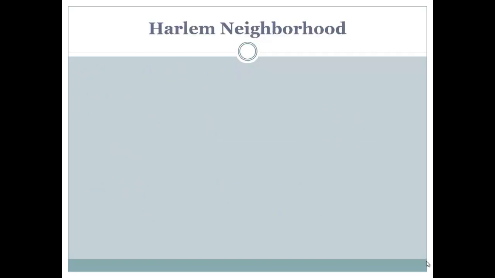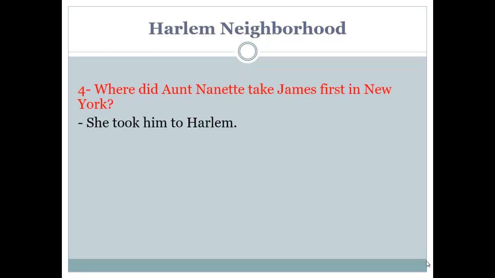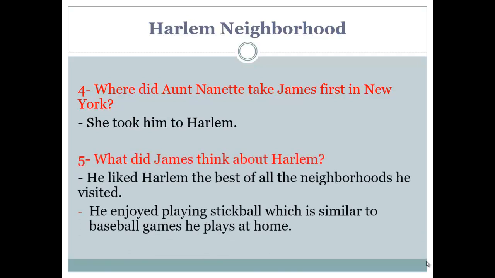Since James now is in New York, Aunt Nanette started to show him around the city. What was the first place that Aunt Nanette took James to? She took him to Harlem. What did James think about the Harlem neighborhood? He liked Harlem the best of all the neighborhoods he visited. He enjoyed playing stickball, which is similar to baseball games he plays at home.